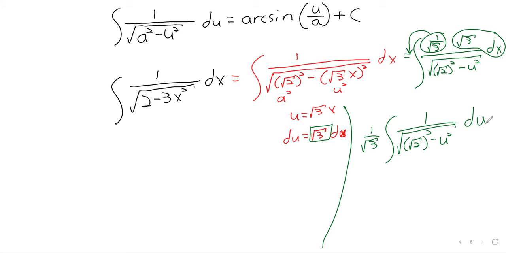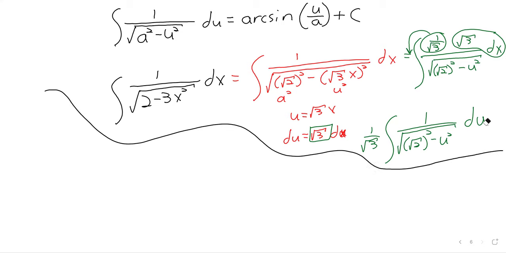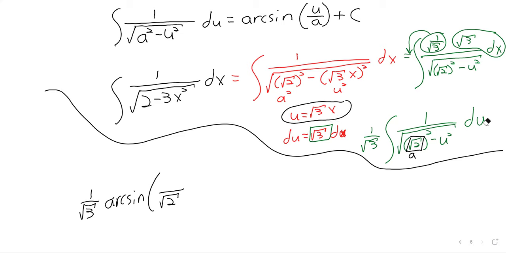And now, that gives us space to work. We have 1 over the square root of 3. We have something squared, so our a is the square root of 2. On the top, we ought to have u. u is the square root of 3 times x, plus C.